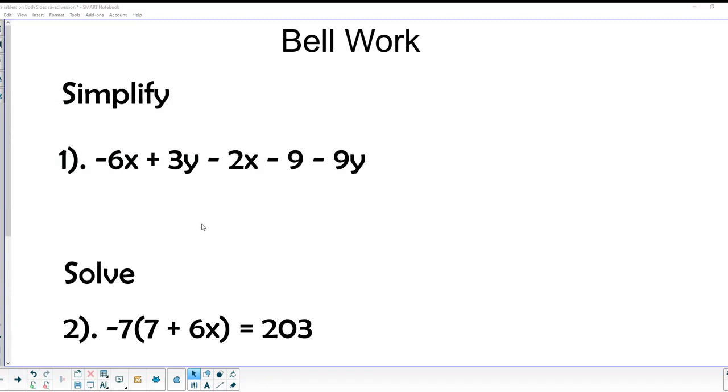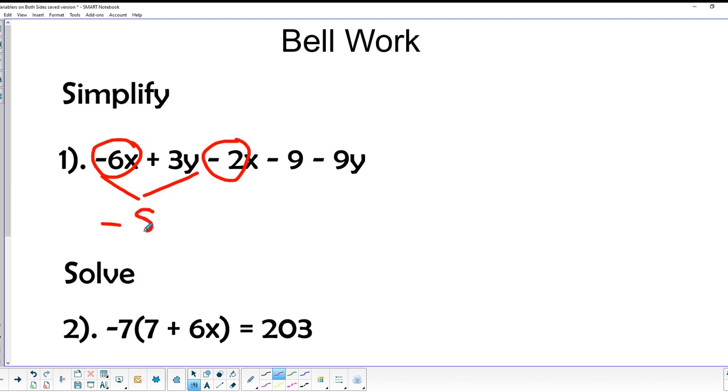equation when there's a variable on each side of the equal sign. First, let's just practice a couple of those collecting like terms problems or distributive problems that we've already experienced so far. So let's grab a marker. Looking at this first problem, I'm just going to circle the like terms. We've got negative 6x and negative 2x. When we combine those together, we get negative 8x.